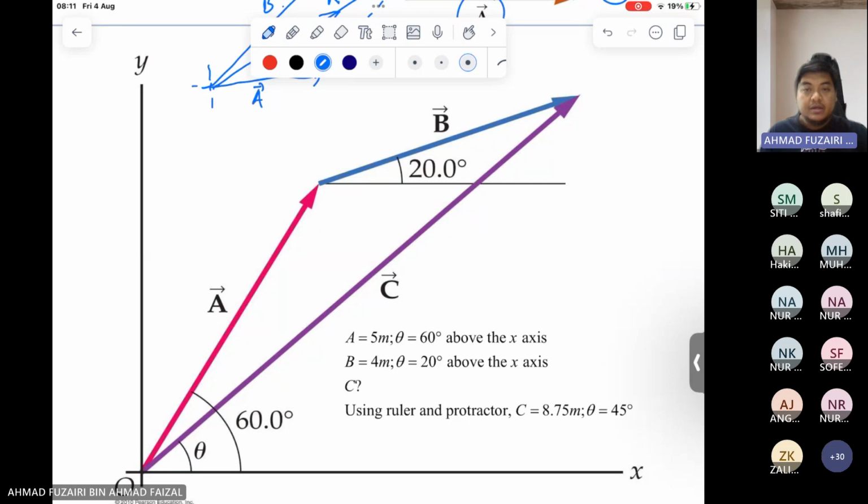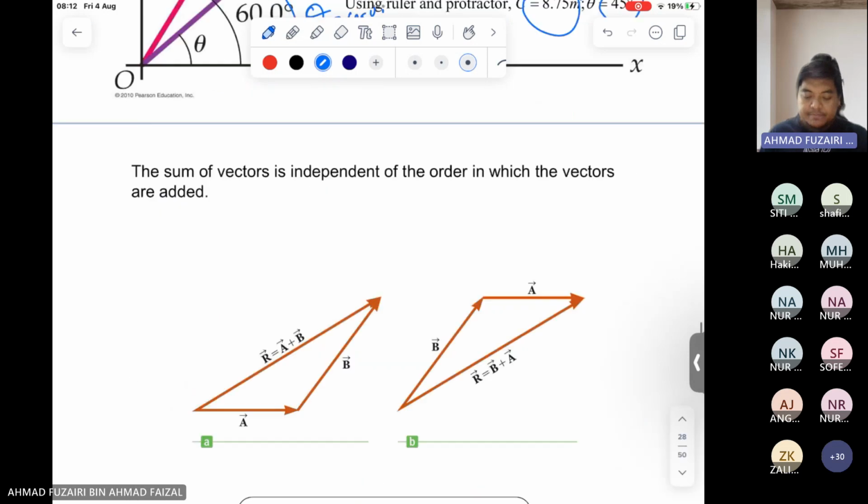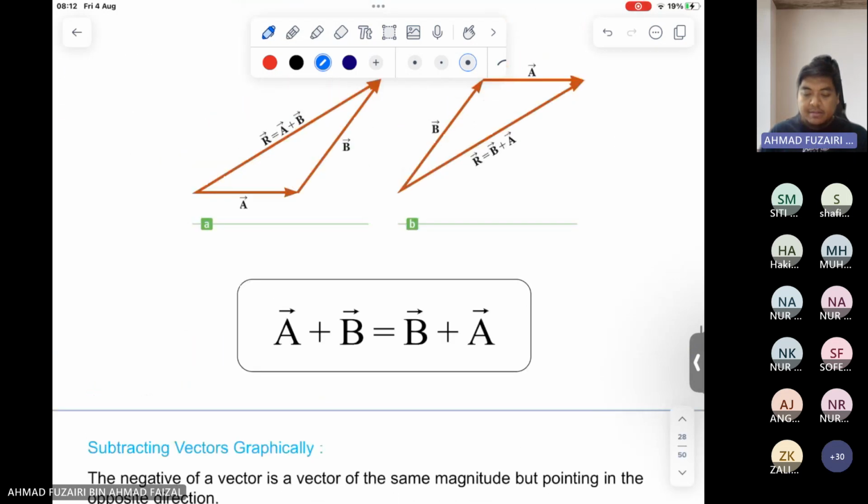Okay, that means we are using a ruler and protractor. So you see the value is 8.75, measured by using a ruler, and the theta, we use the protractor to find the angle. The angle is between the resultant, that means this line, and the x axis. So this is theta equals 45 degrees. Okay, this is the sum of vectors.